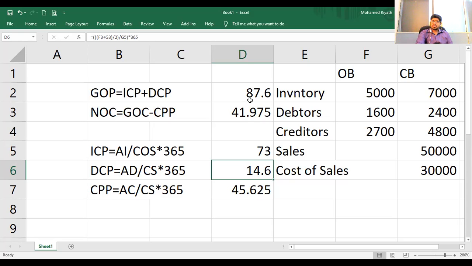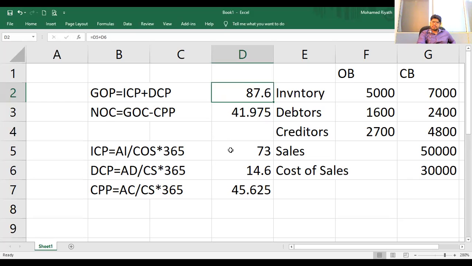Then in total, how many days do you have to wait to make it cash? Raw material into cash, how many days? 87.6 days you have to wait to convert your inventory into cash, right? Quite long, isn't it? 87 days is almost 3 months. Out of 12 months we have to wait almost 3 months to convert our inventory into cash, right?